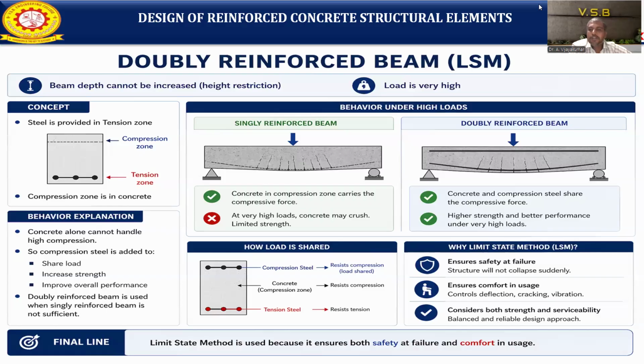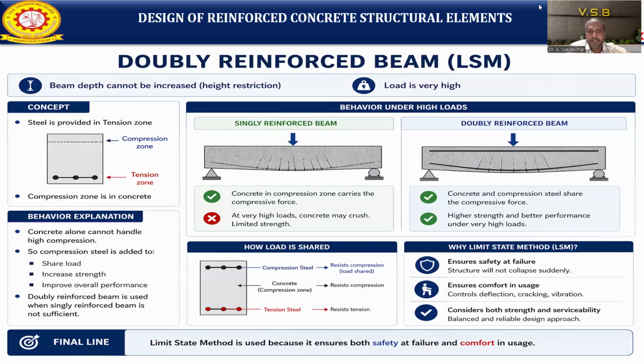How do the loads behave in the case of a singly reinforced beam? Concrete in the compression zone carries the compressive forces. At high loads, concrete may crush and limit the strength. Whereas in the doubly reinforced beam, concrete and compression steel share the compressive forces. Now you see, above the neutral axis, concrete will take the compressive load and steel will also take the compressive load, giving higher strength and better performance under very high load for the doubly reinforced section.